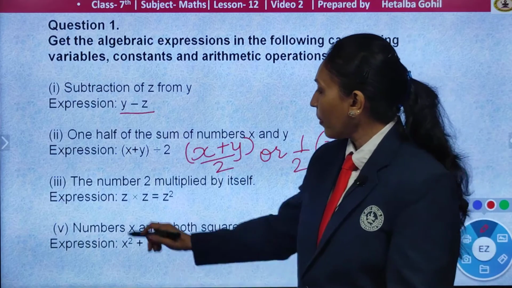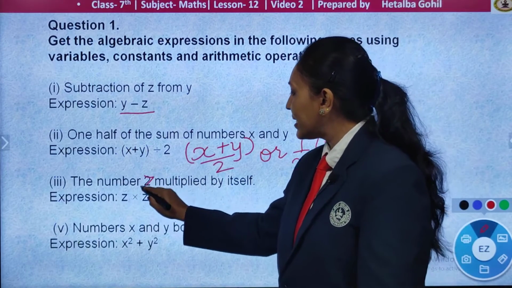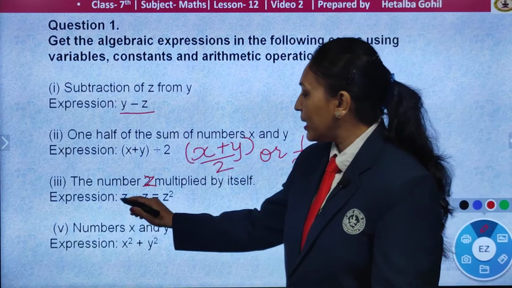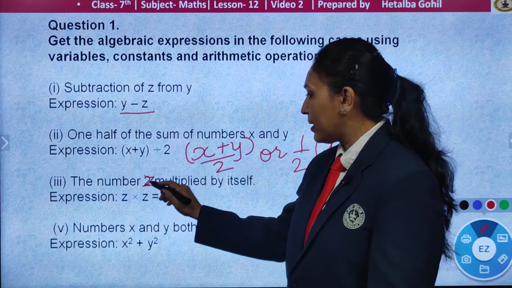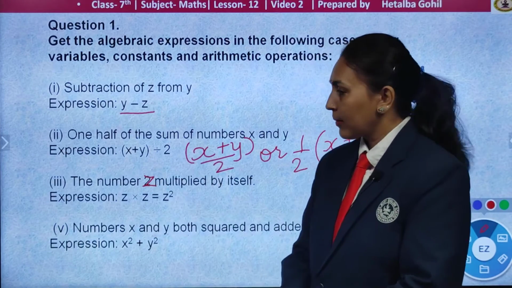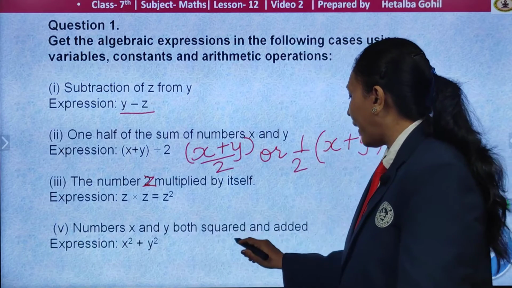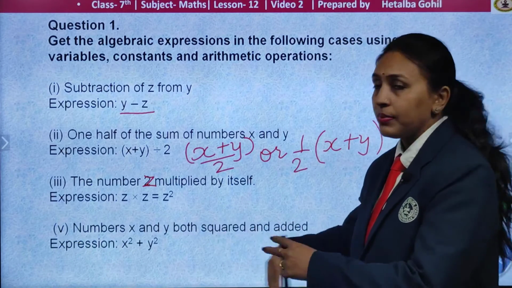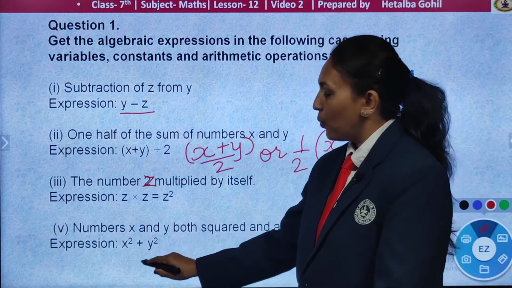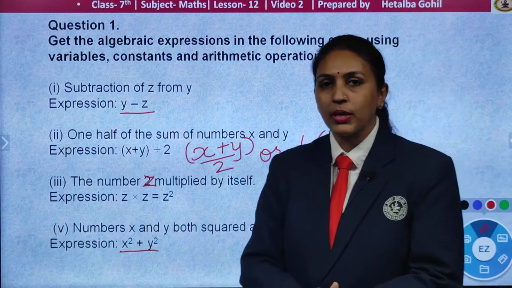The number z multiplied by itself. That means z into z, that is z multiplied by itself, that is z square. Then numbers x and y both squared and added. Squared means we have power, that is raised to 2. x square plus y square is the expression for the given statement.